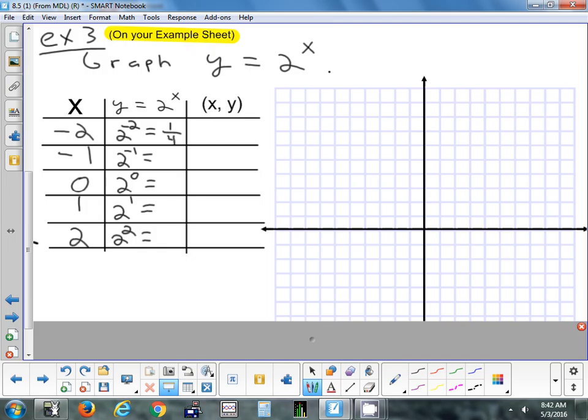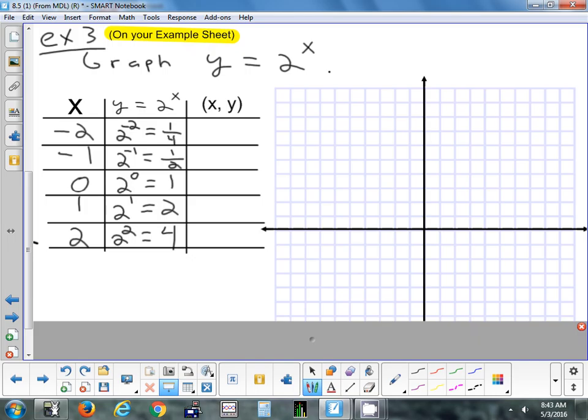Yep. 0.25 or 1/4. How about 2 to the -1? What kind of number is that going to be? Is it an integer or is it a fraction? Yep, another fraction. What's in the top? 1. What's in the bottom this time? 2. Good. That's our last fraction. All right, what's 2 to the 0 power? 1. What's 2 to the first power? 2. And 2 to the second? 4.